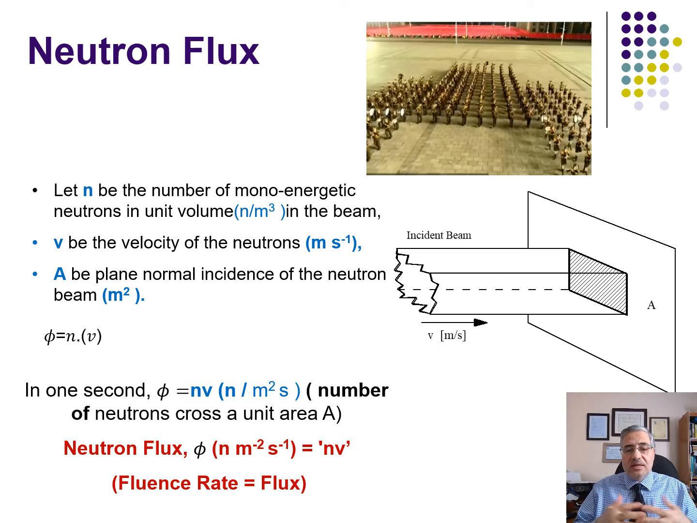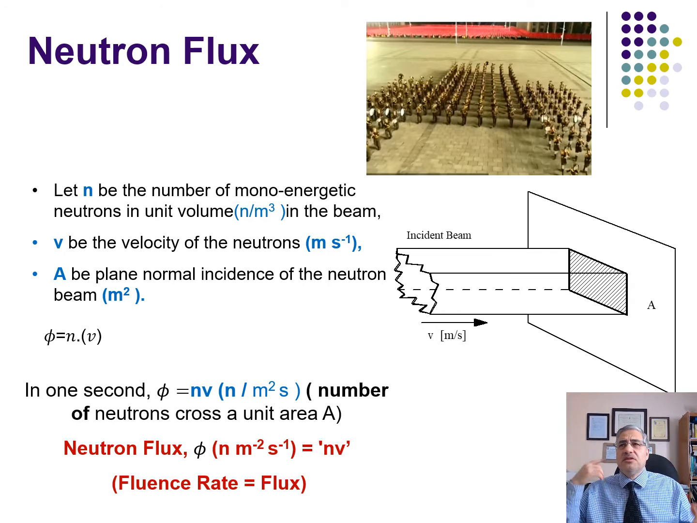Now, what is the unit of the flux? You know, n is a number and has no unit, and velocity is meters per second. But if we talk about the number of neutrons per second, we have to divide by seconds. Therefore, the unit of flux is neutrons per meter squared per second. Sometimes we say the flux is the fluence rate.